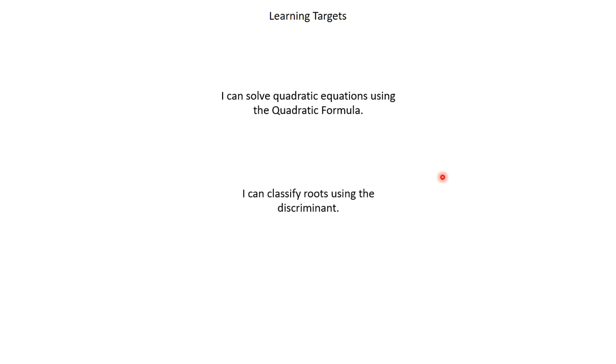So looking at our learning targets, I can solve quadratic equations using the quadratic formula, and I can classify roots using the discriminant. Not the determinant, that would be a matrix thing, the discriminant, which is actually just part of the quadratic formula. And so, what is the quadratic formula? Where does it come from? Well, it actually comes from completing the square.